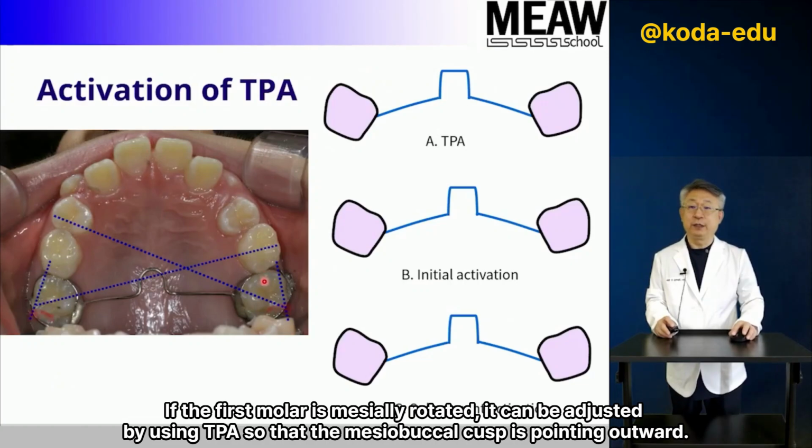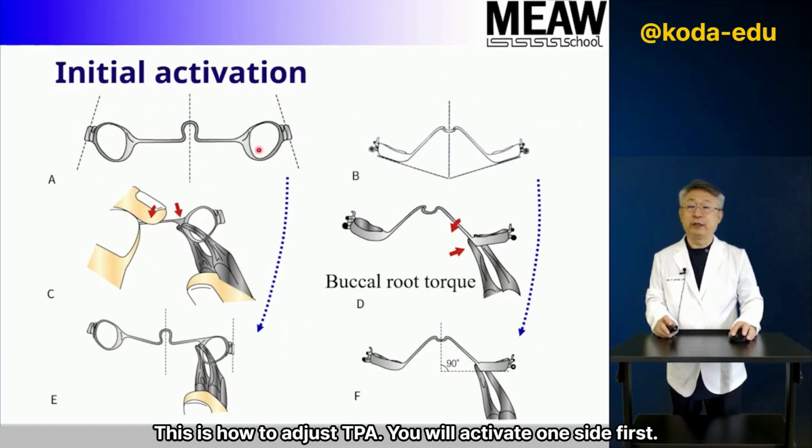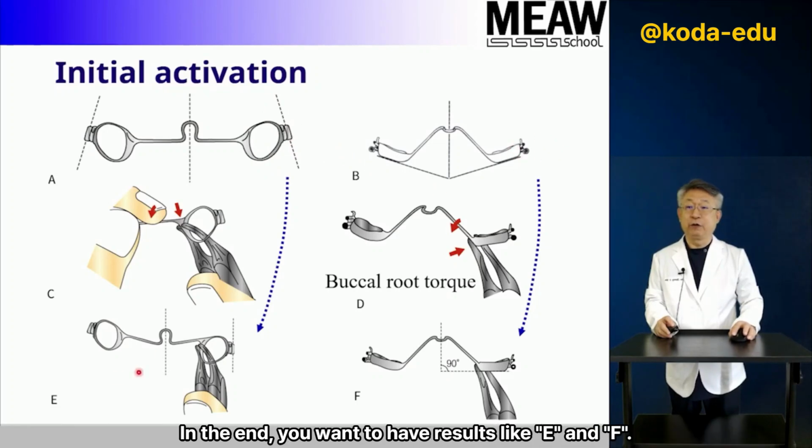If the first molar is mesially rotated, it can be adjusted by using TPA so that the mesiobuccal cusp is pointing outward. This makes it possible to make the buccal sides of the left and right first molars parallel. This is how to adjust TPA. You will activate one side first. Like A and B, the first molar is mesially rotated and the crown is buccally inclined. In the end, you want to have results like E and F.